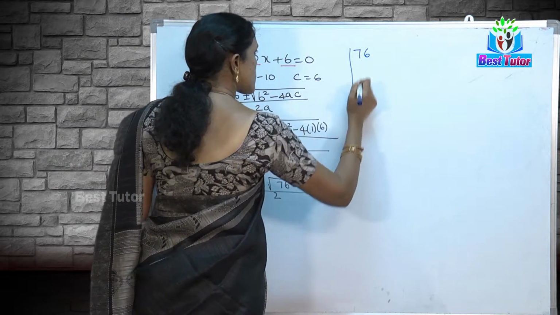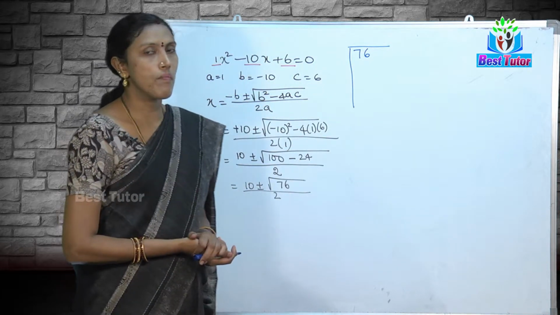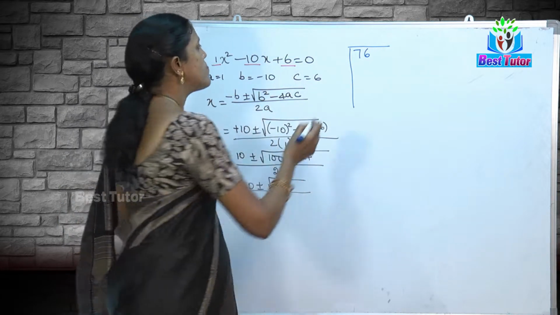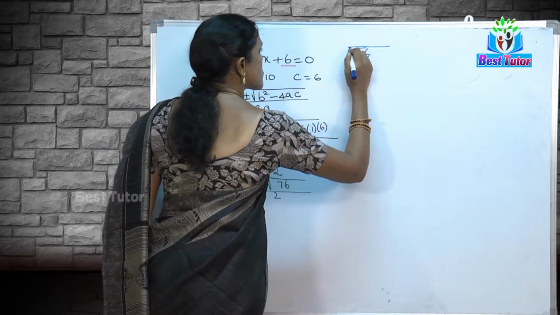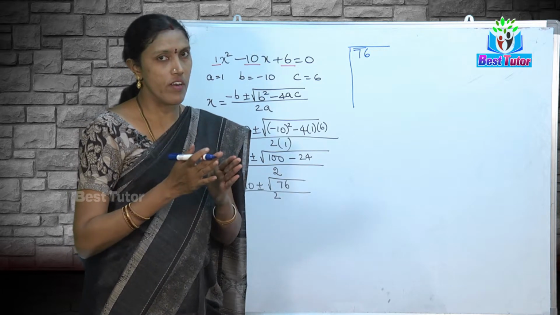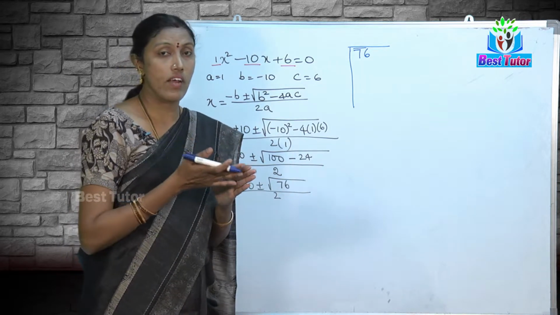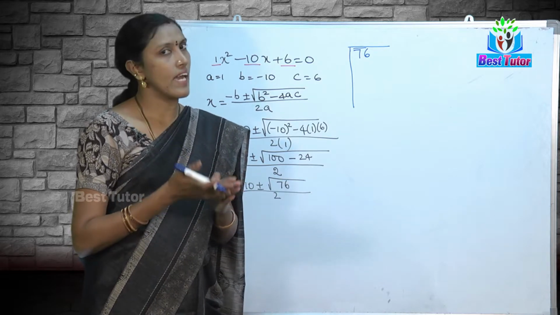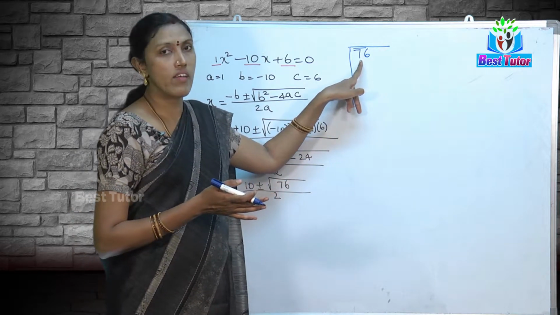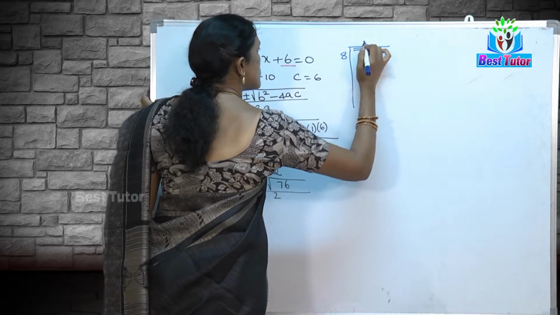Root 76 by long division method. The first step is to pair up the numbers. 76 is the only pair, right? What is the perfect square closer to 76? Less than 76, not greater than 76. Okay, 8 8s are 64, 9 9s are 81. So this number is in between 64 and 81. So I will choose 8 8s are 64.